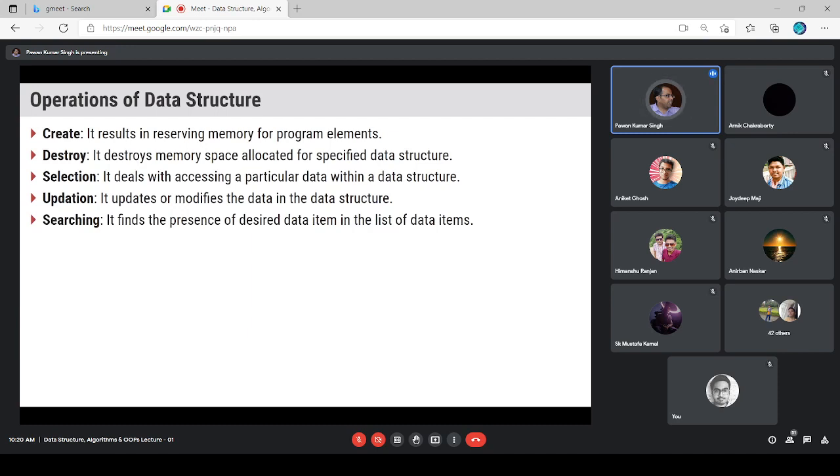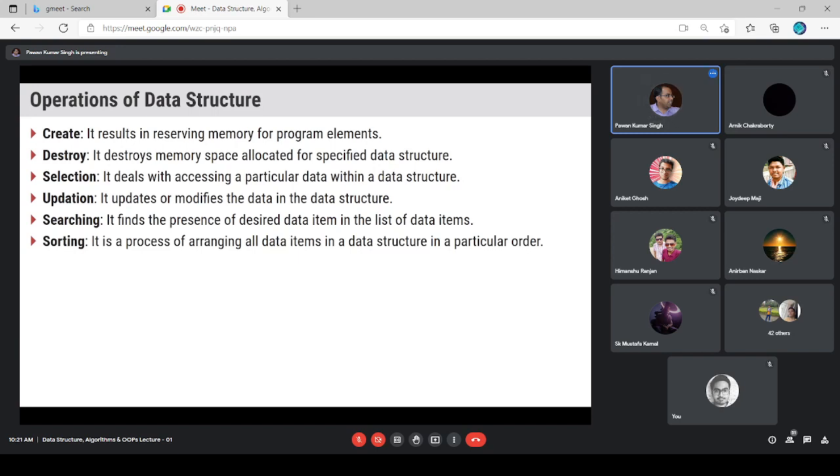You can search. Searching finds the presence of the desired data item in a list of data items. You're searching for some specific data item. Suppose I have the database of your IEE second year students, and I want to search for those students only who have achieved 100% in the data structure subject. So I need to perform some searching method for finding the desired data items.